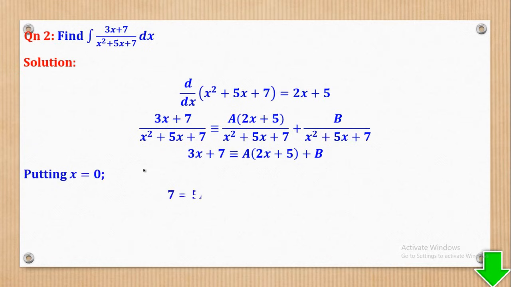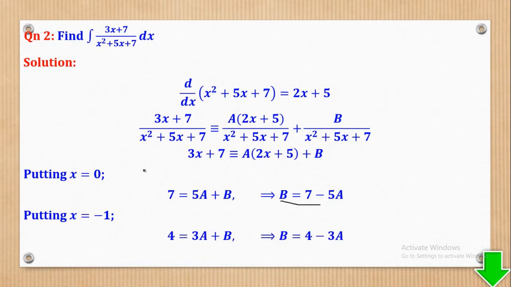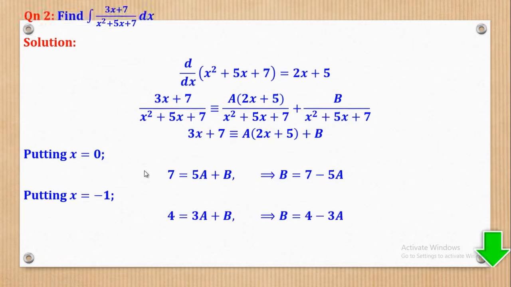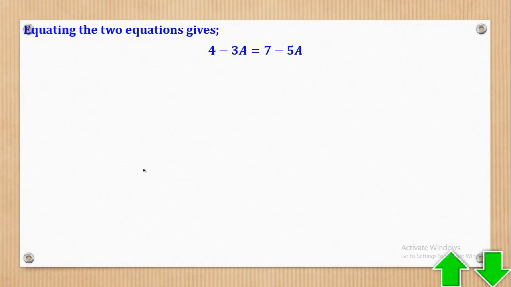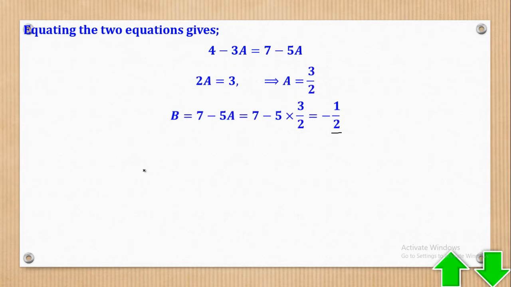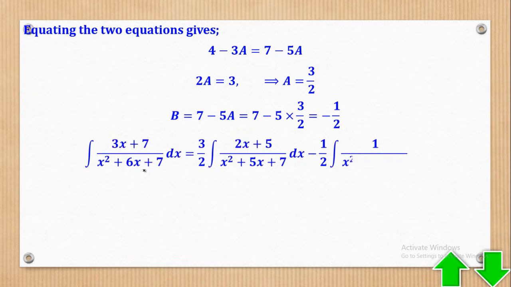So when I put x equal to 0, I'll come up with b equal to 7 minus 5a. When I put x equal to negative 1, I'll come up with b equal to 4 minus 3a. When I equate the two equations, I'll come up with 4 minus 3a equal to 7 minus 5a. Make a the subject, a will be 3 over 2. That means that b is equal to negative a half. Therefore, the partial fraction is that.